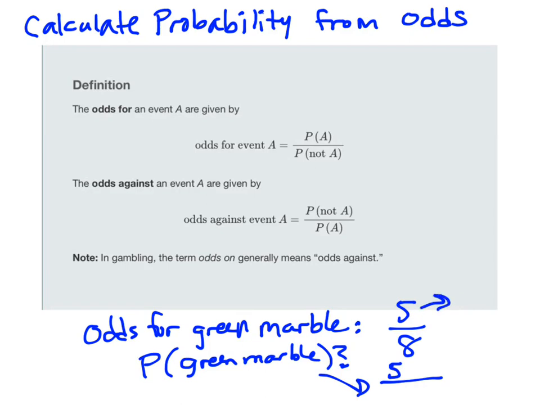Okay, so this means there are 5 ways to get green and 8 ways to not get green. And we don't really care if the 8 represents red or blue or both. It's just important that it's all of the other options that are not green. All right, so add 5 and 8, and then the probability of green would be 5 out of 13. Probability of not green would be 8 out of 13, all of the other options.